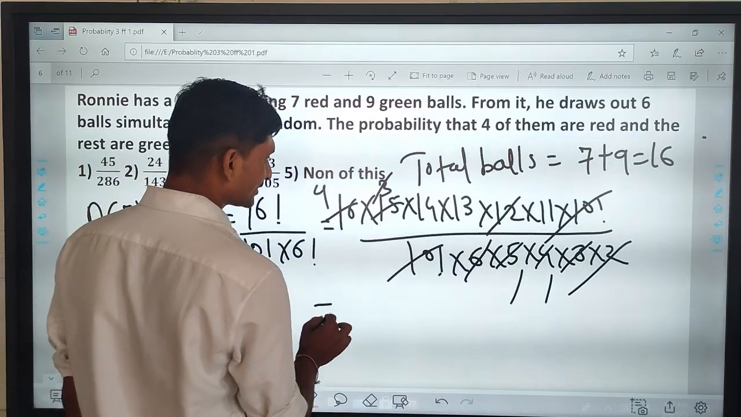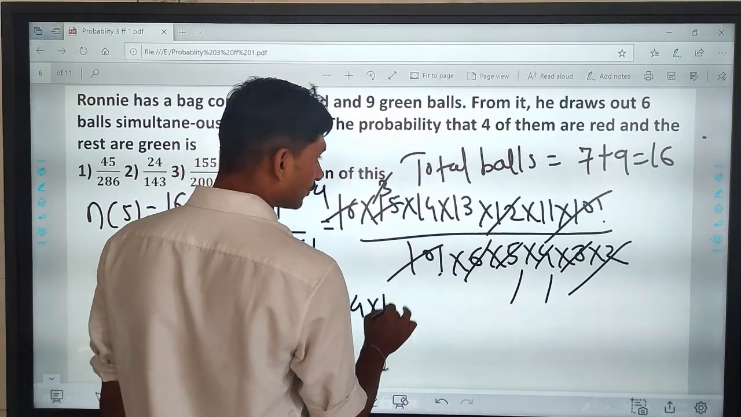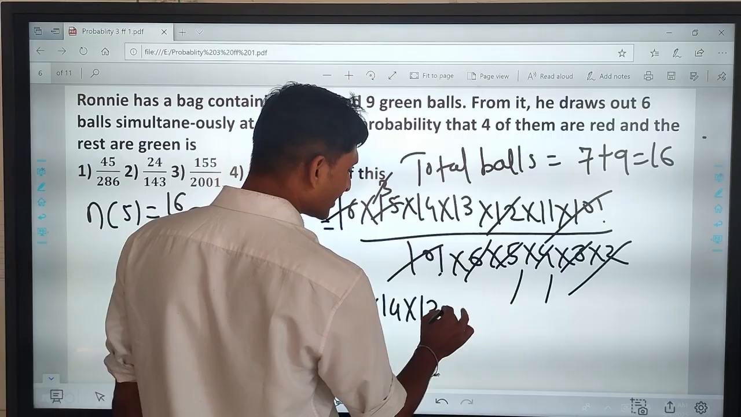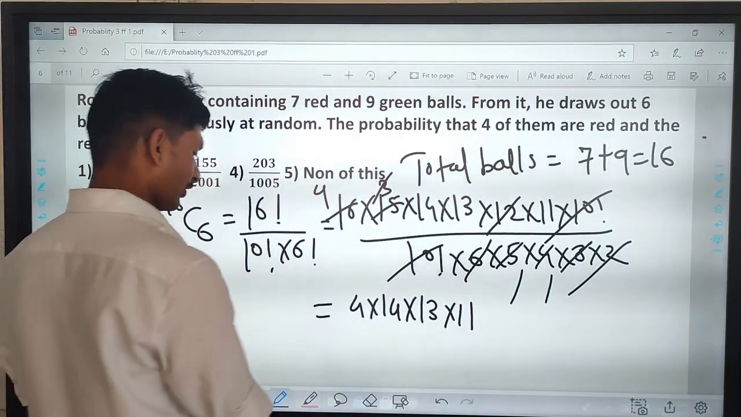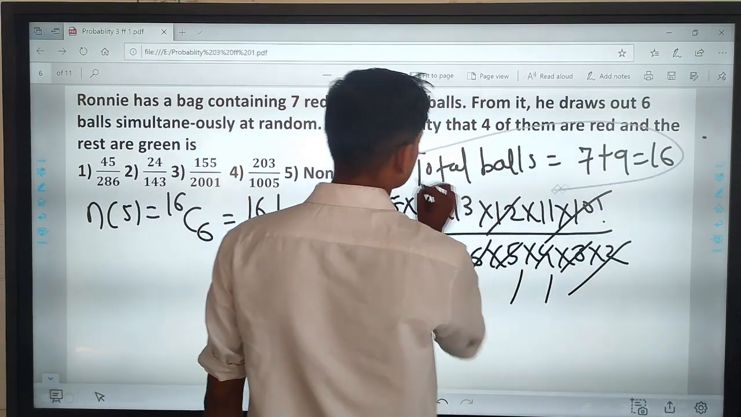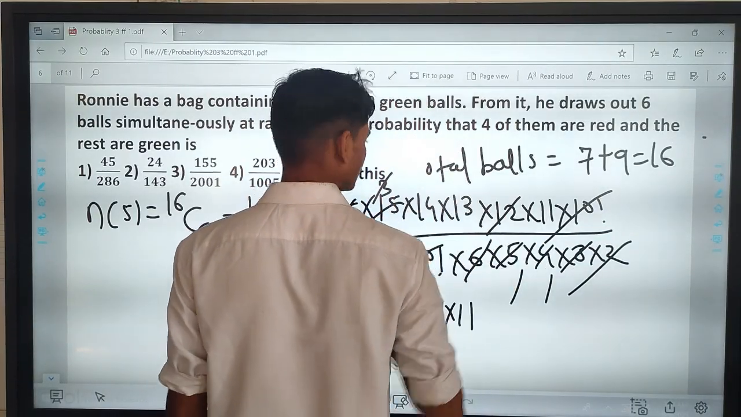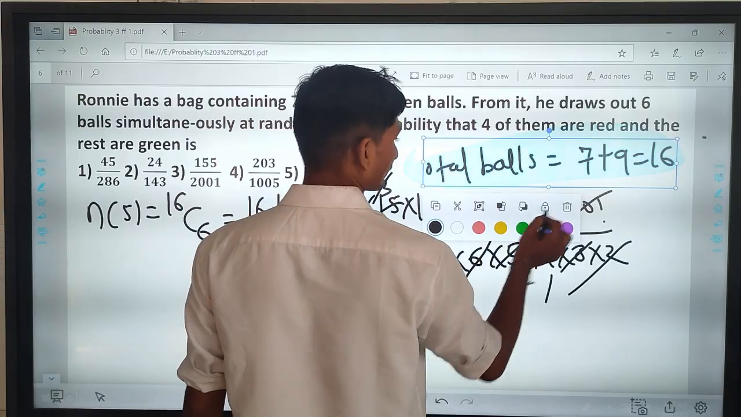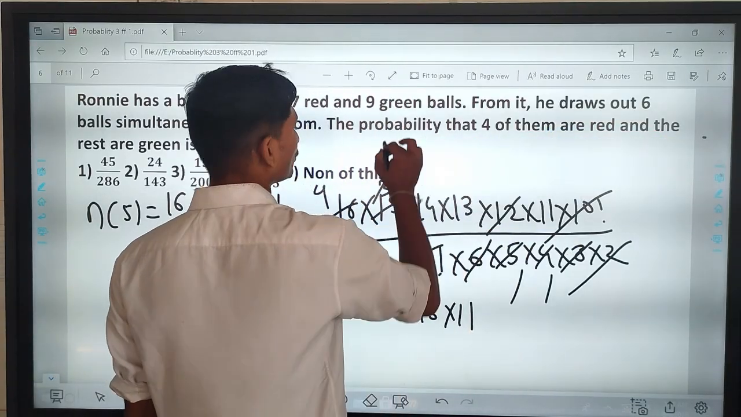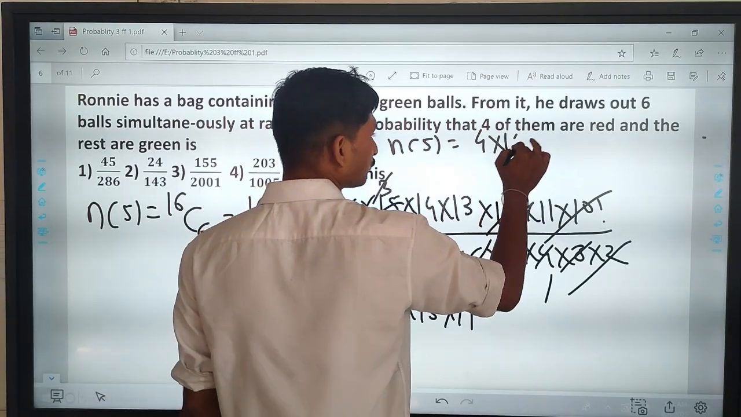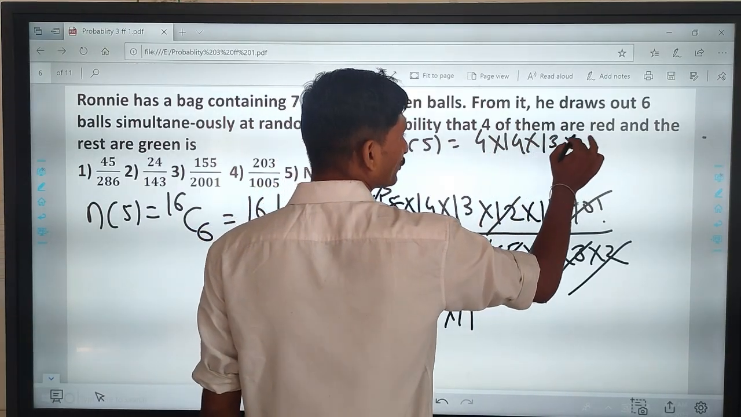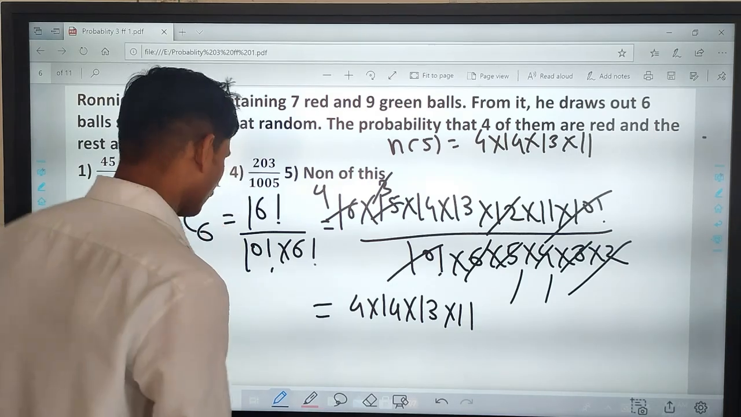Here 3 remains, 3 gets cancelled. Then remaining is 4 into 14 into 13 into 11. This is your n of S. Then n of S is equal to 4 into 14 into 13 into 11. This is your n of S.